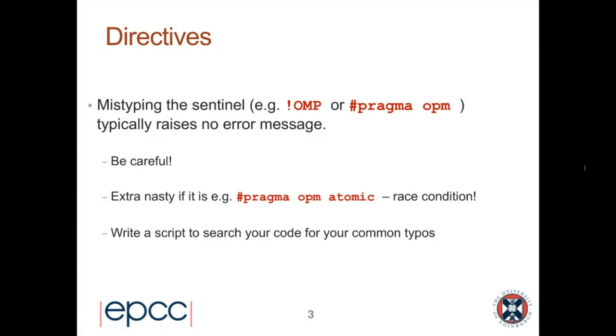So be careful. A lot of the time, the worst that can happen is that you just don't get any parallelism. But really bad things can happen. For example, if it's an atomic, then you will silently get a potential race condition. So if you know that you are prone to certain typos like that, then it's perhaps worth writing a little script that searches the code that you've written for the common typos that you make. Other than just eyeballing the code, that's the only way you're going to pick them up, because the compiler isn't going to object at all to this kind of thing.